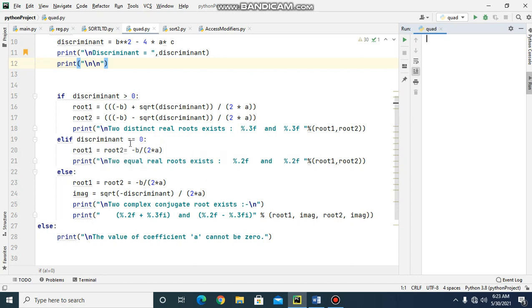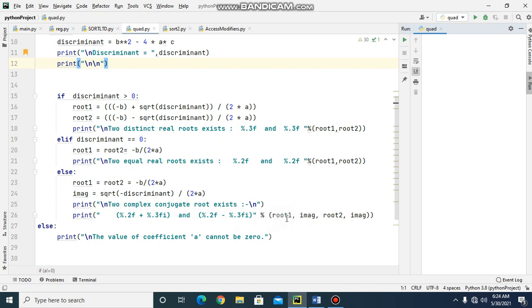And if the discriminant is less than 0, it will come to this else and execute this block. Here root 1 is equal to root 2 is minus b by 2a. It is calculating the real part of both the roots. And after that it is calculating the imaginary part of both the roots, which is square root of minus discriminant upon 2 into a. So it is calculating the real parts which are same and the imaginary part which is different. And it is printing the complex and conjugate roots.